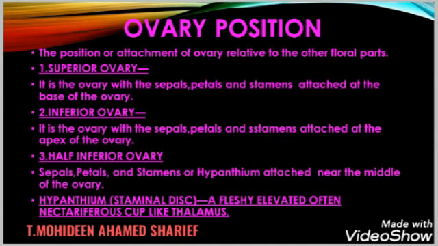So the ovaries are of three types: superior ovary, inferior ovary and half inferior ovary. You can see in the diagram how the superior ovary, inferior ovary and half superior ovary are present. So it is based on the attachment of ovary in relation to the other floral parts.